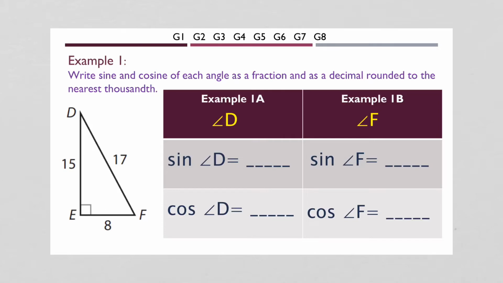All right, example 1, I want you to copy down also. We're going to find sine and cosine of both angles, D and F. You never find sine and cosine of the right angle. That's impossible. So I'm going to start with angle D.